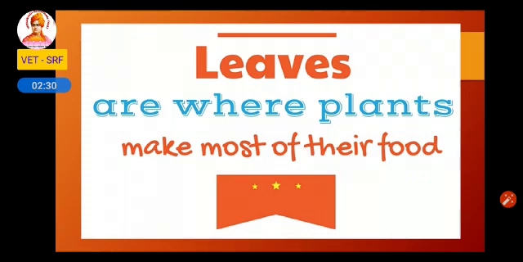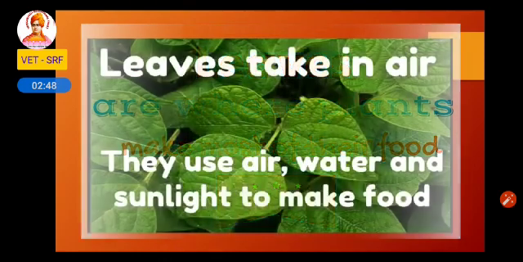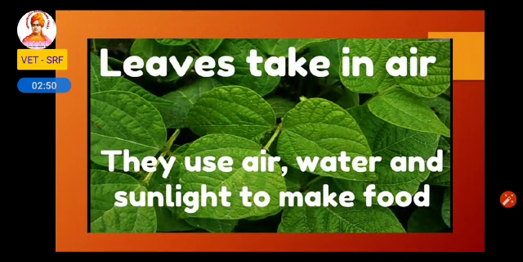So plants will produce their own food through the process called photosynthesis. That's why the plants are called autotrophic organisms. So the organisms which prepare their own food are called autotrophs. Plants are autotrophs. Leaves take air, and they use air, water and sunlight to make food.